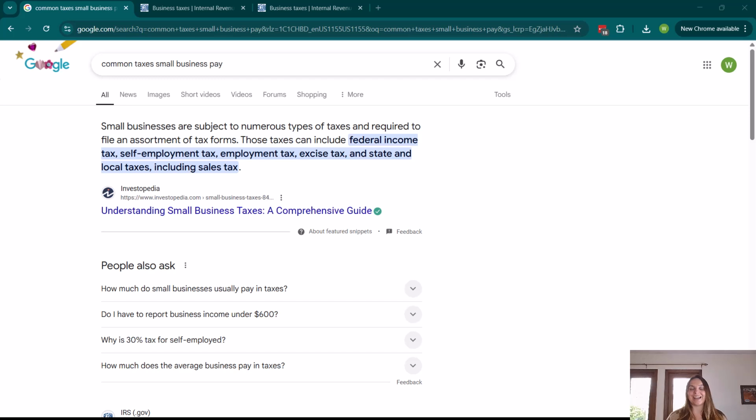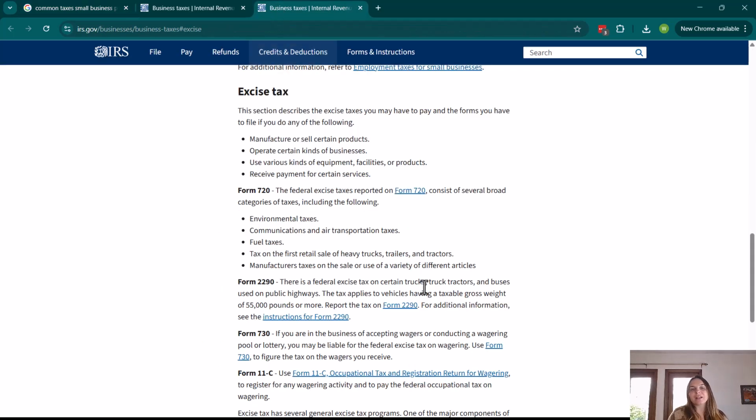Now, excise tax is on here. Excise tax is a little bit different. I'm going to show you excise tax. You can have federal level excise tax and you can also have state level excise tax. Excise tax is going to be industry dependent.